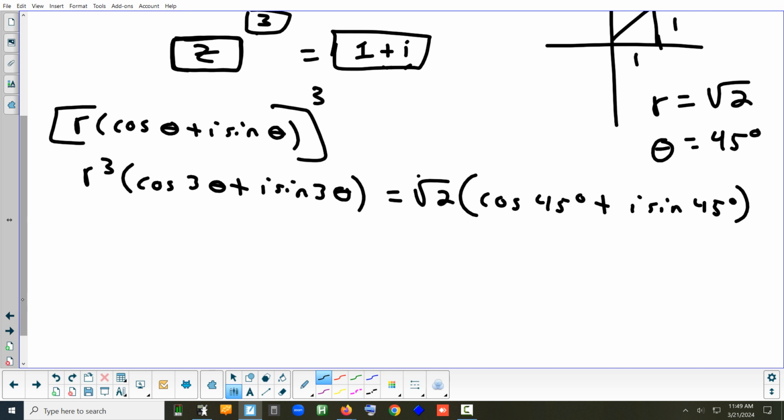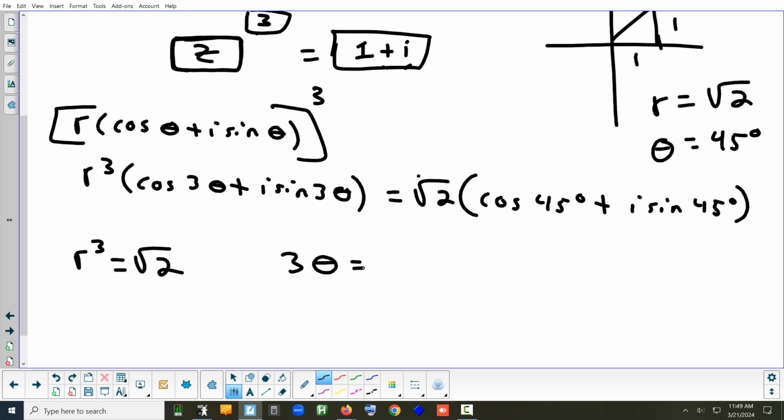Now the next step is to set up 2 equations. What's the radius on the left? R cubed. And what's the radius on the right? Square root of 2. Okay, we'll come back to that. What's the angle on the left? 3 theta.